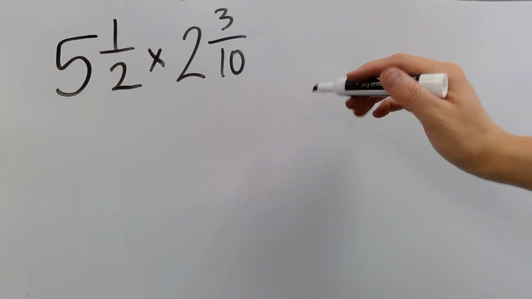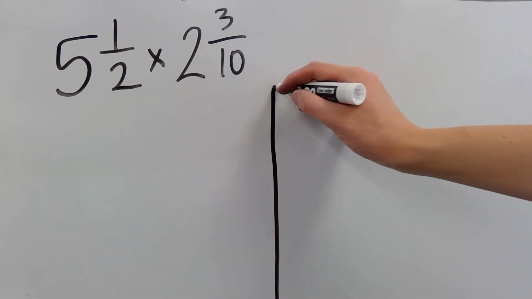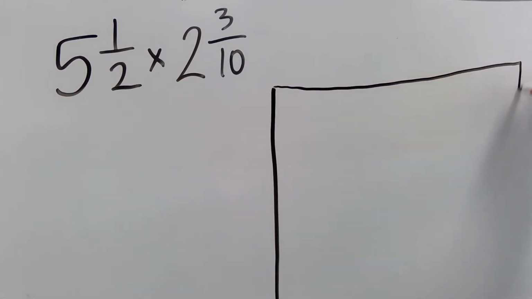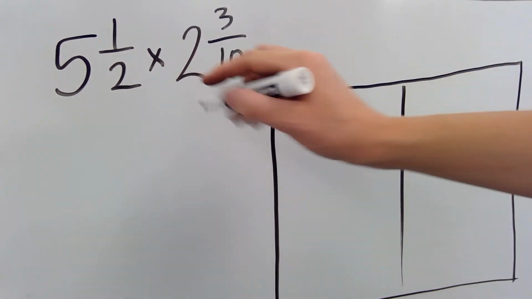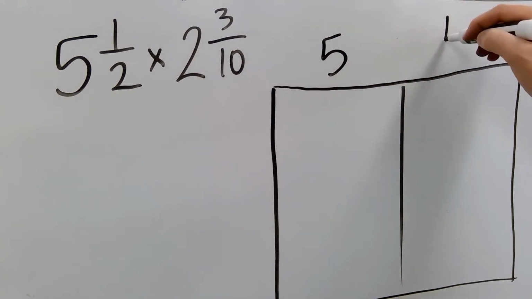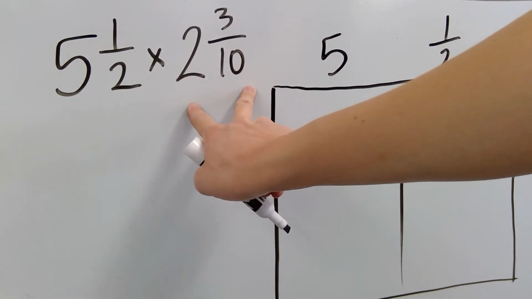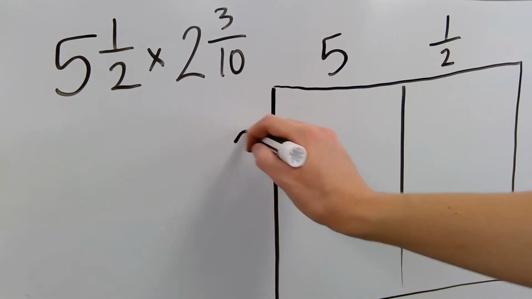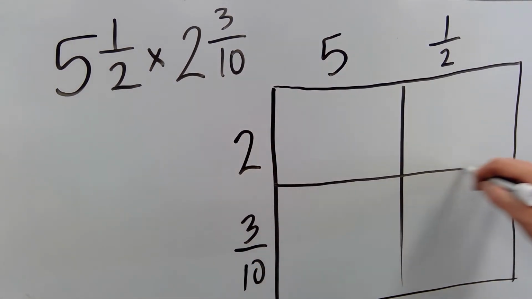First step, set up your area model. I have 5 1/2, so I need to split the fraction from the whole number. Put 5 here, 1/2 here. I have 2 and 3/10. I need to just put the whole number and the fraction. Split it there. Now I can multiply.